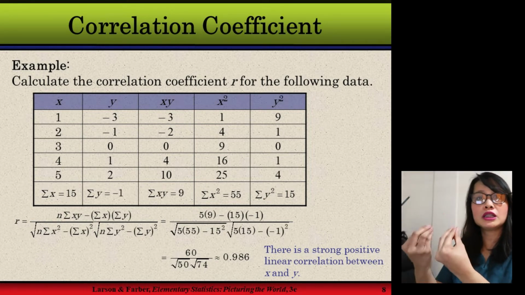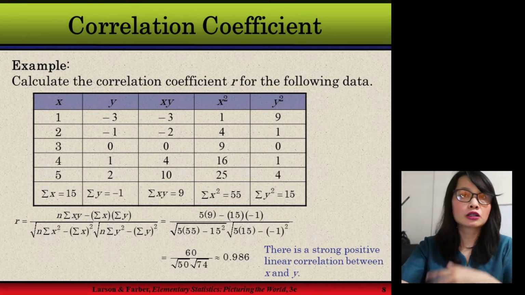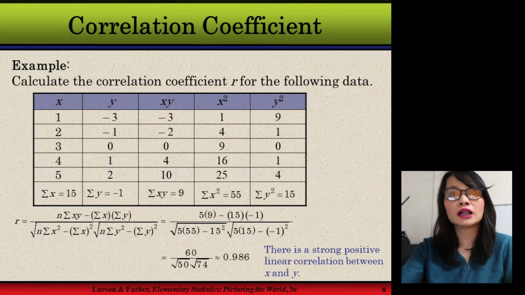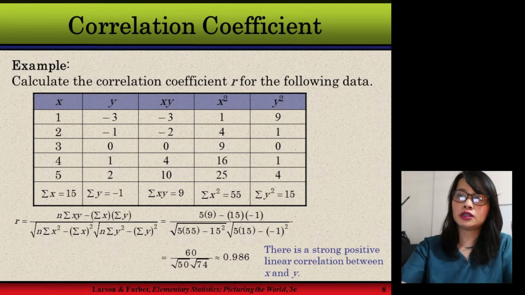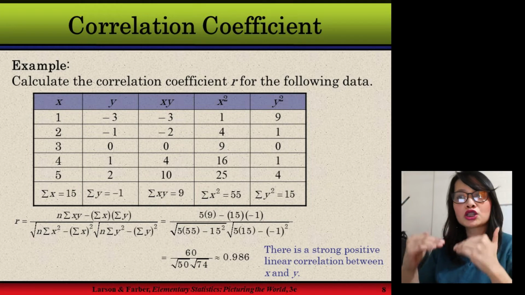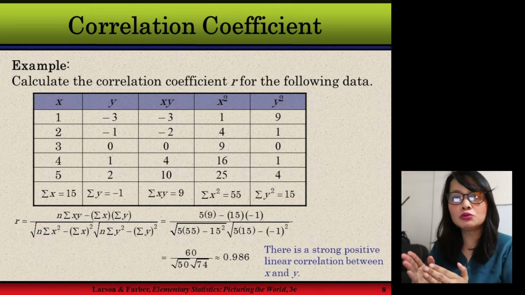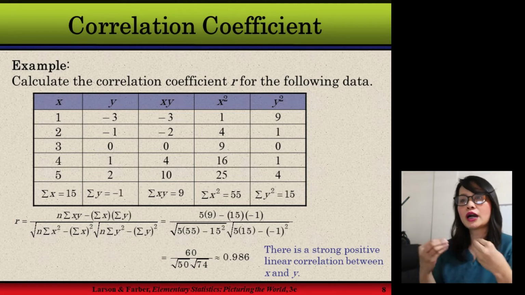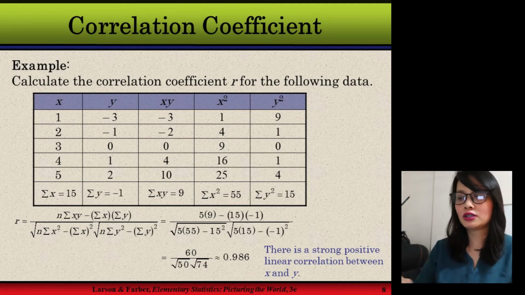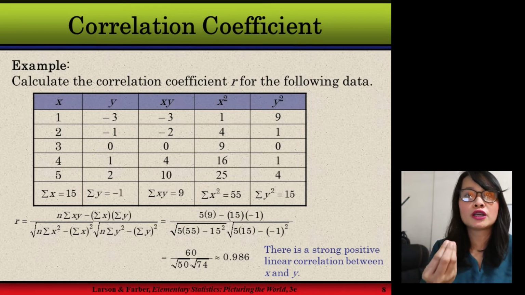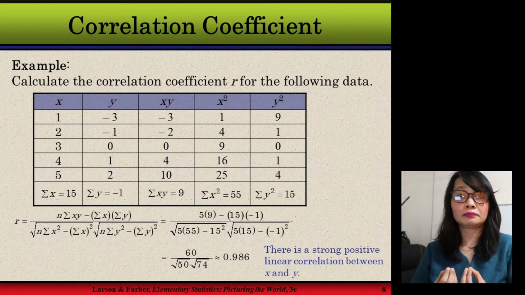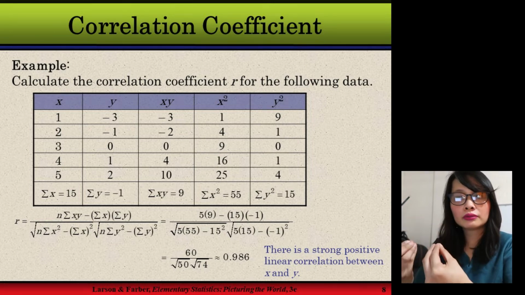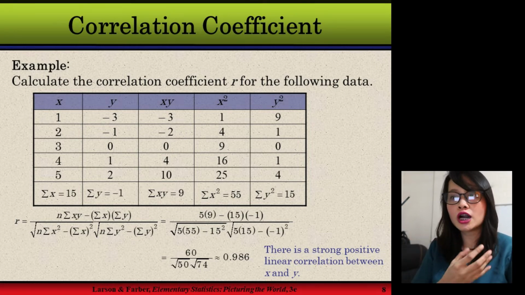Okay, so to determine the y squared, you need to square each component or each element in your y values. So we have negative 3 raised to 2, so you do have 9. Negative 1 raised to 2, so you do have 1. 0 raised to 2, obviously it's 0, and then so on and so forth. And then to get the summation, you just simply add all the values under the y squared, so you do have 15. Okay, so after we come up with those values, you can now solve for your correlation coefficient. Okay, you can now substitute to the given formula to solve for r.